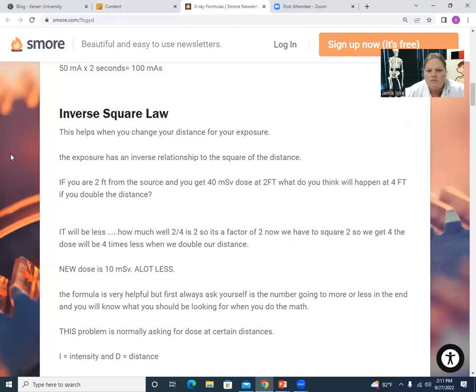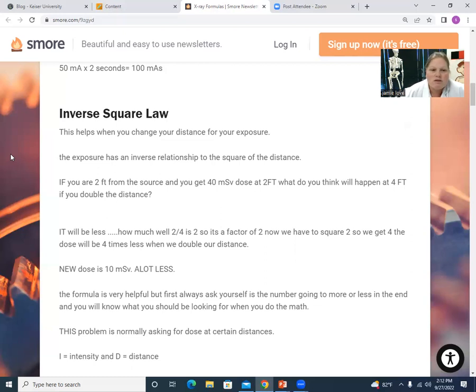Now, our dose is 40. So we're going to put 40 opposite of 2 in our formula, and we're going to put x opposite of the 4. So whichever way you want to write it. I know in my head that 2 over 4 is going to be a factor of 2. So 2 squared is 4. So it's going to be 4 times less if we double our distance. Now that only works in doubling or halving. It'll be 4 times less or 4 times more. So you really do need to know the formula to do the math.